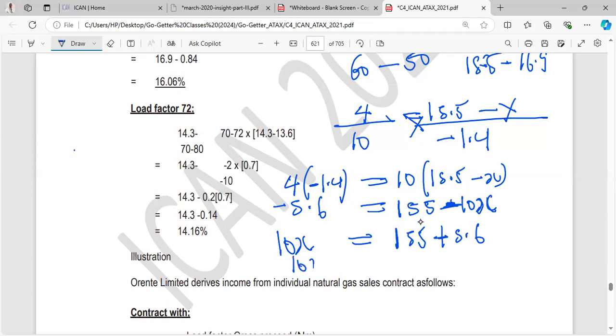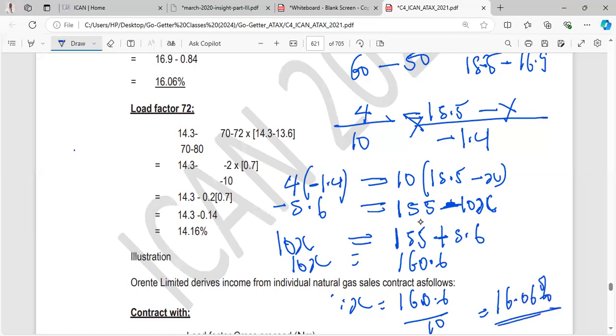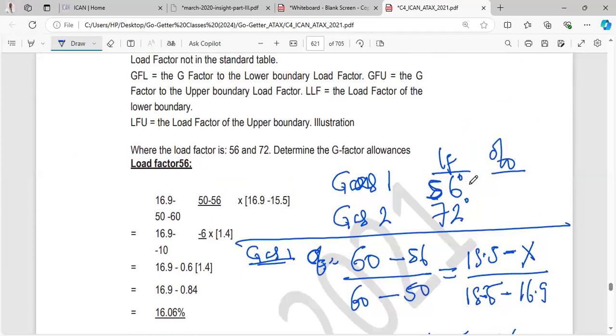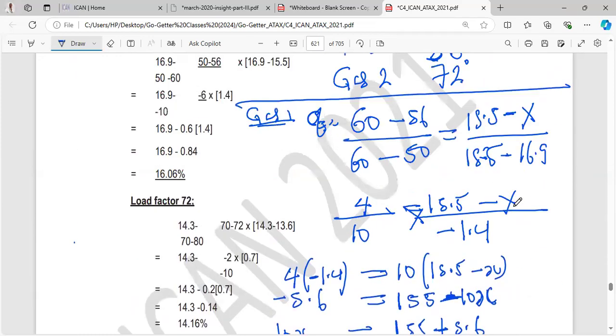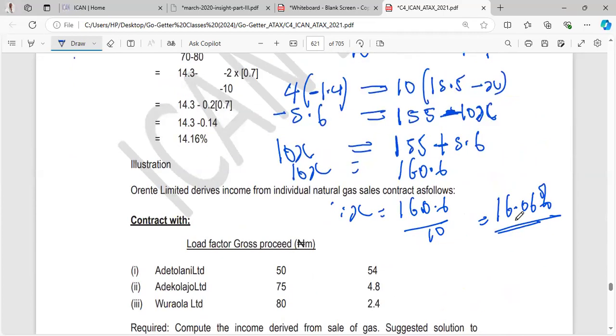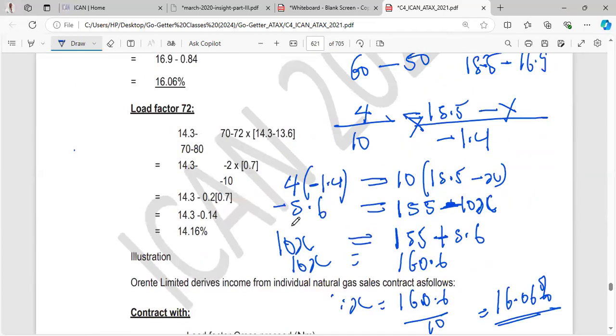Now, 10x will give you 160.6. Therefore, x will be 160.6 all over 10, which will give you 16.06%. So this 16.06% is the percentage for a gas of 56. So can you say that it is between 15.5 and 16.9? So it is 16.06. That is what it is saying here, the same thing we got here, 16.06. So it is this percentage.